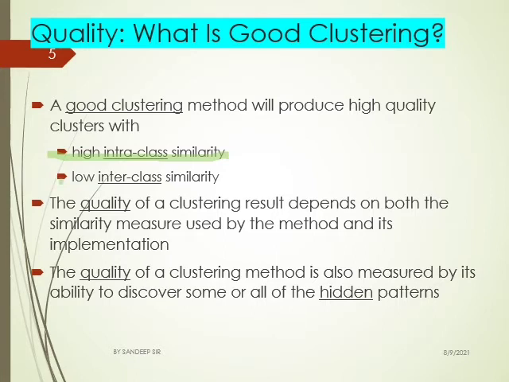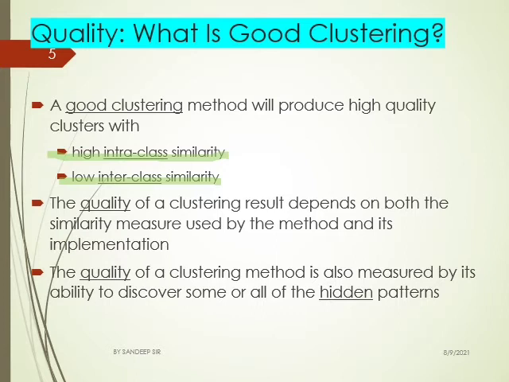And on the other hand, it should also have low interclass similarity, that is, two different clusters cannot have similar objects in those clusters. So that means an element or object in cluster A should not be similar to another object or element in cluster B. So it should have as little similarity as possible between objects of different clusters. So these two are the important qualities.